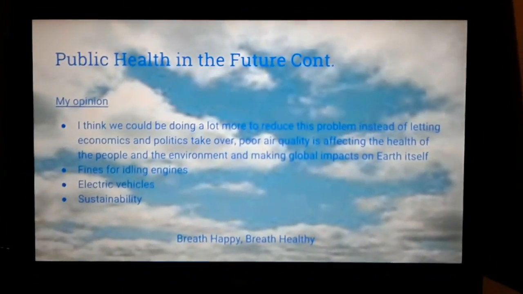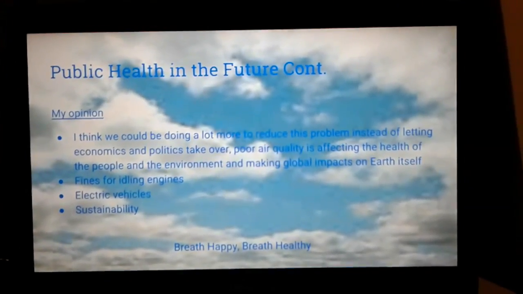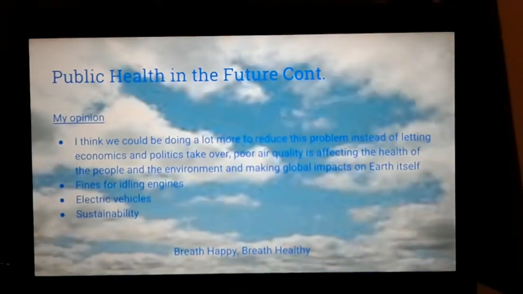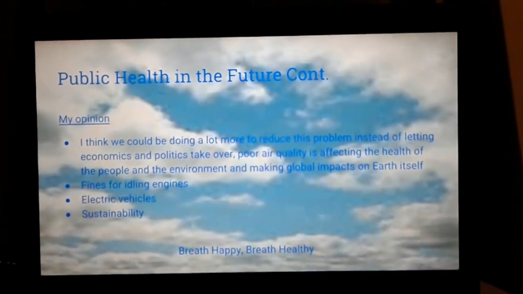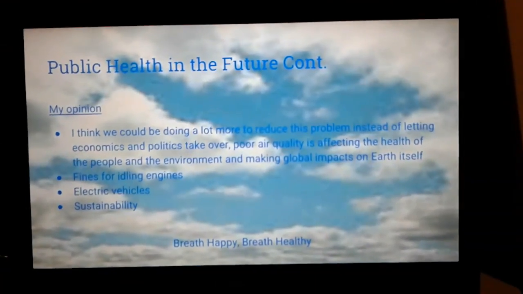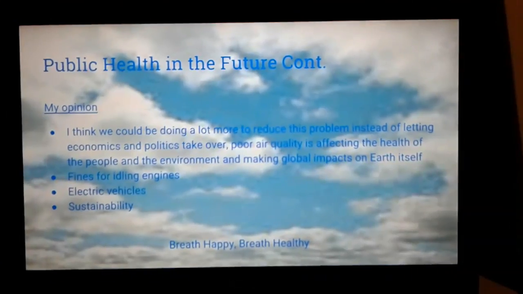So my opinion is I think that we could be doing a lot more to reduce this problem instead of letting economics and politics take over. Poor air quality is affecting the health of the people and the environment and making global impacts on Earth itself. And I feel like we're more concerned about the money we'll lose if we try to clean up the air.